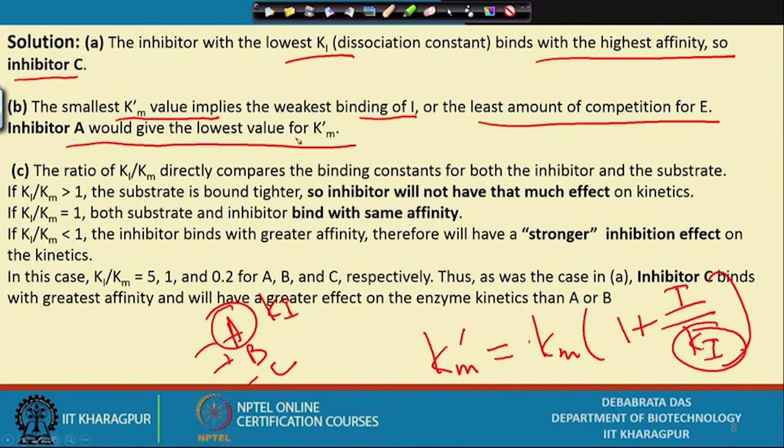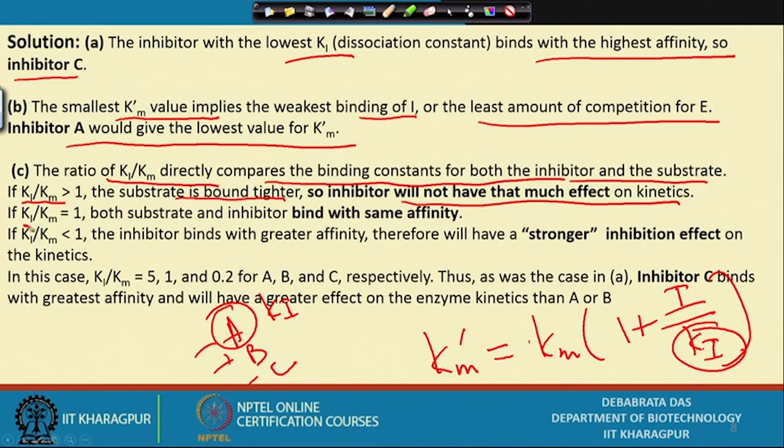Now, the third part is very interesting: the ratio of Ki and Km directly compares the binding constants of inhibitor and substrate. Let us take an example. If the Ki by Km ratio is very high, meaning Ki is very high compared to Km, then what will happen? The substrate binds tighter, because Ki is very high, then the inhibitor binding will be very low. Am I right? Then the substrate will bind with the enzyme, so inhibition will not have much effect on the kinetics. The substrate binding with the enzyme will be more. So this is very clear.